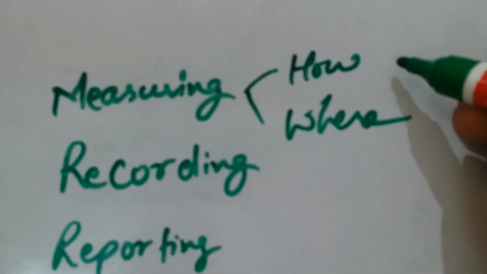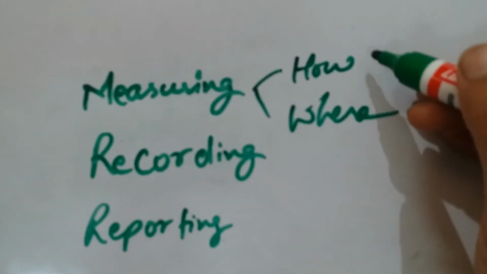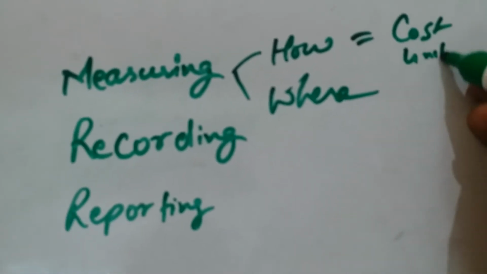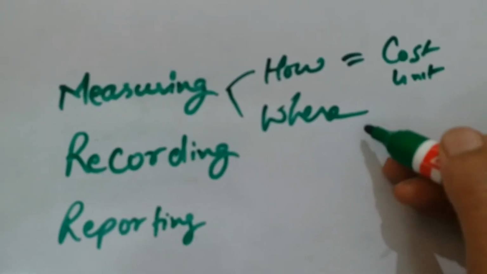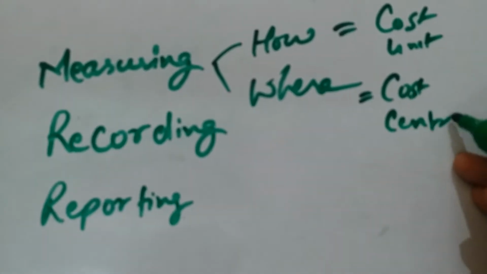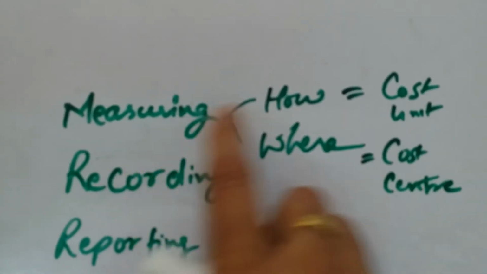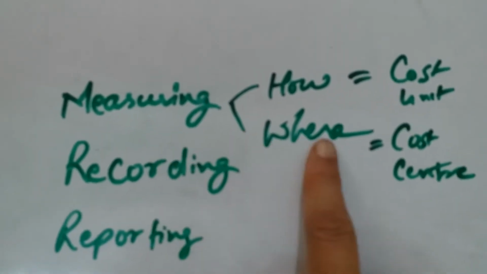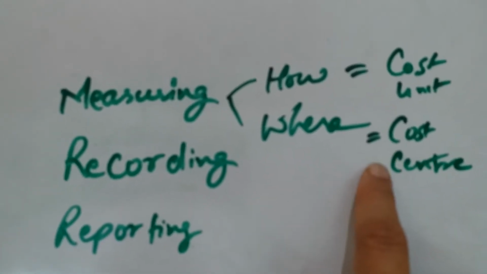So, how is the cost to be measured? The cost will be measured with the help of the cost units. So, cost unit, I will be just writing over here, and later will explain it in a better way. And where is the cost to be measured? It is to be measured in the cost center. So cost is going to be measured in terms of cost unit. How we are going to measure is in terms of cost units, and where we are going to measure is where the cost arises, that is, in the cost center.